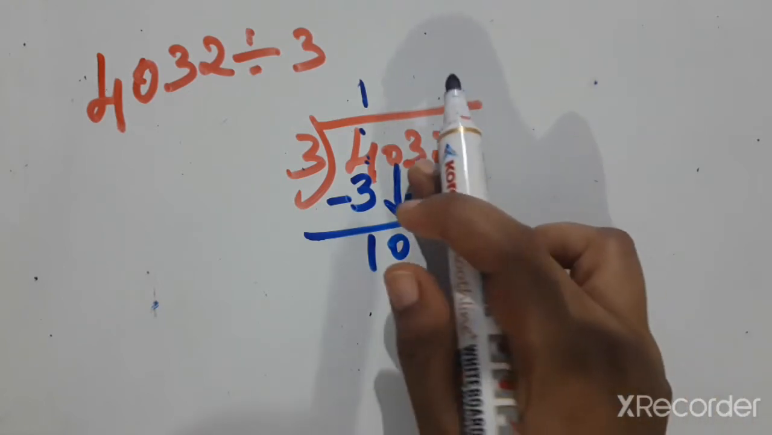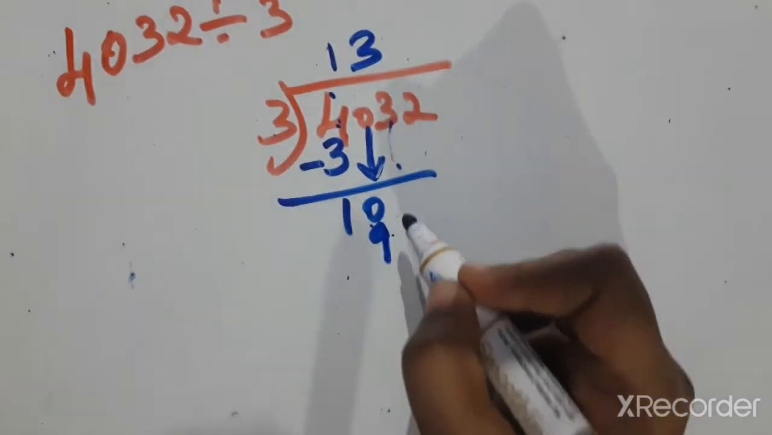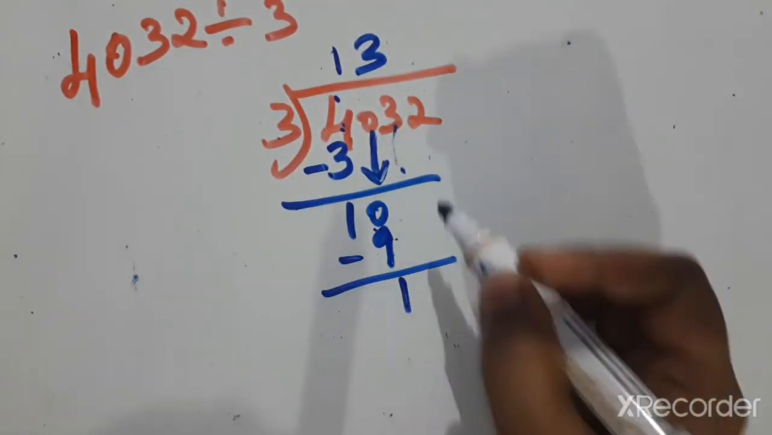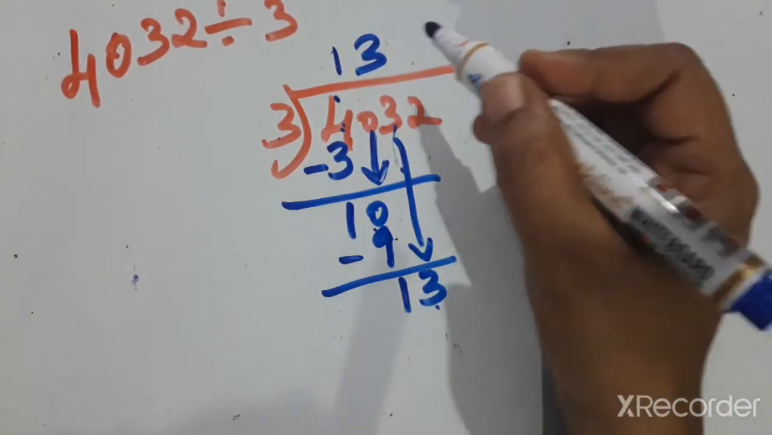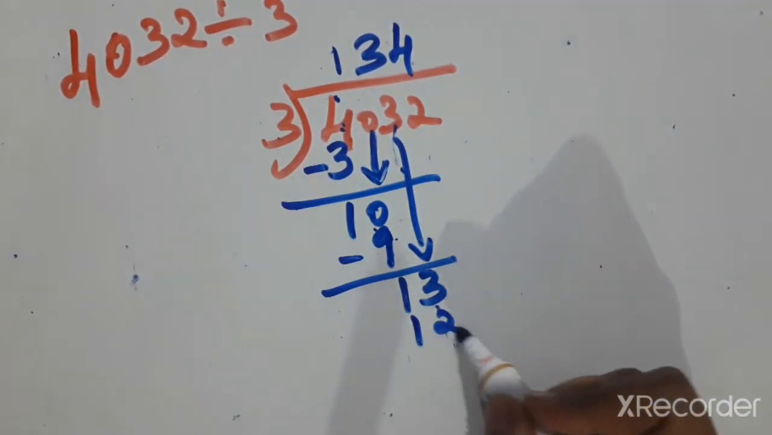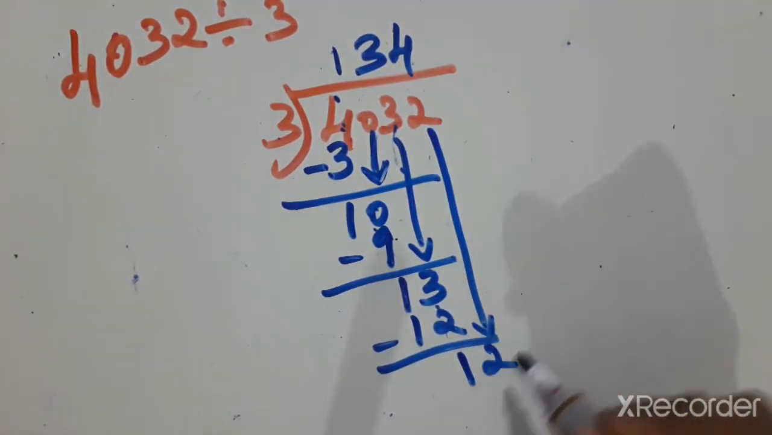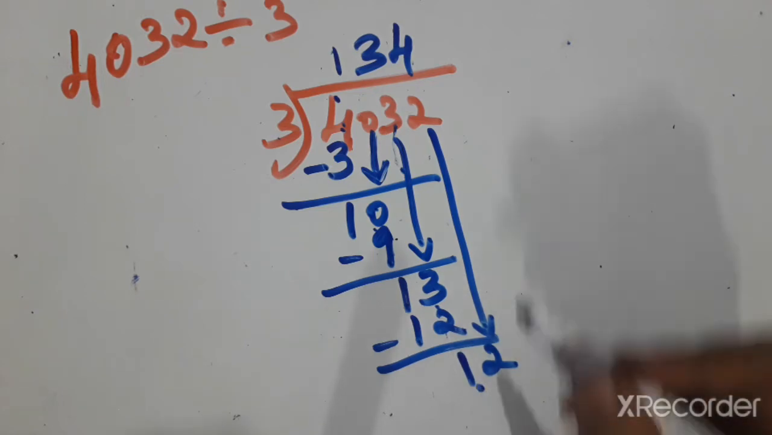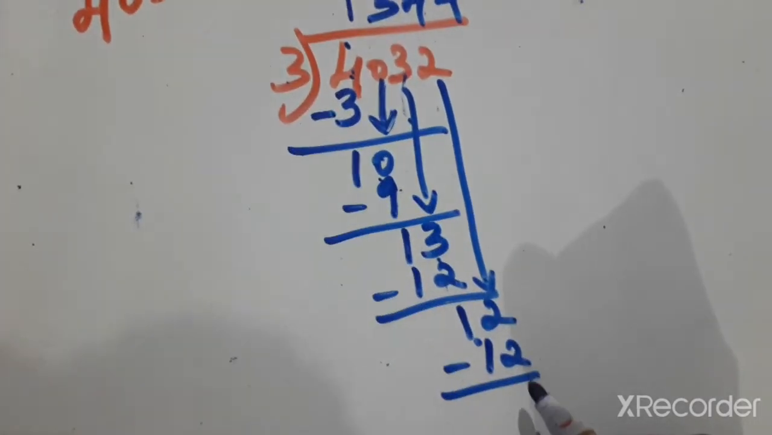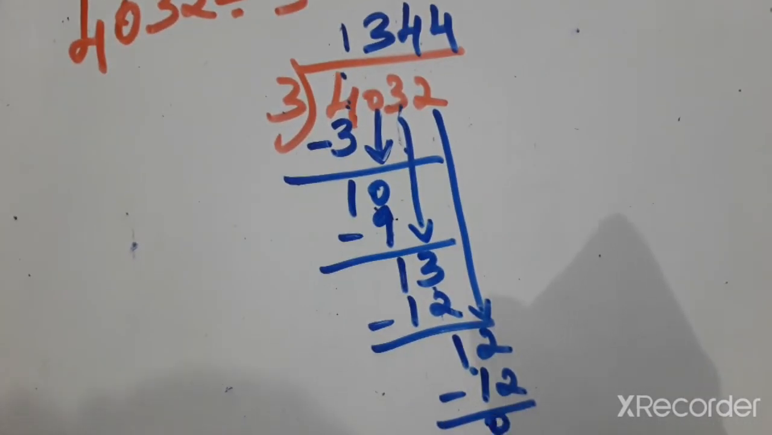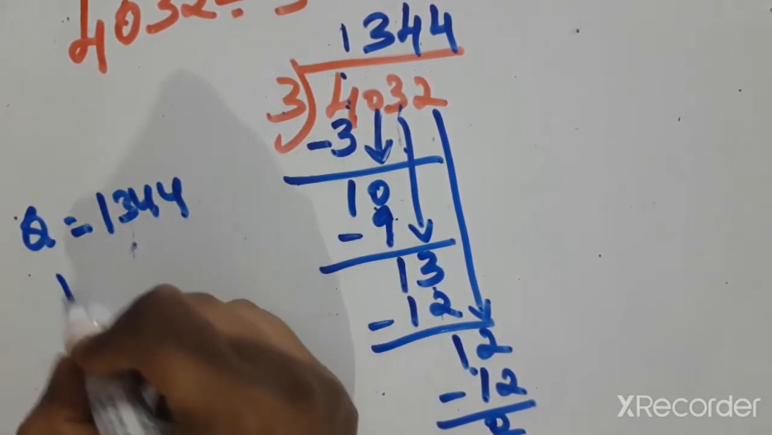Don't carry two numbers. Okay, 10. 3 how much are nearer to 10? 3 3s are 9. That is nearer to 10. 10 minus 9 is 1. Bring one number, that is 3. 13, which is nearer. 3 4s are 12. That is the nearer one. 13 minus 12 is 1. Now bring this 2 down. 12, 3 4s are 12. Okay, remainder is 0. Now quotient is 1344, remainder is 0.